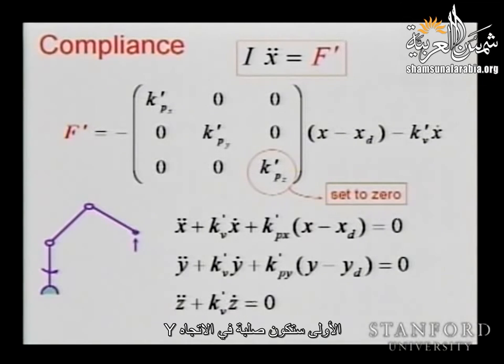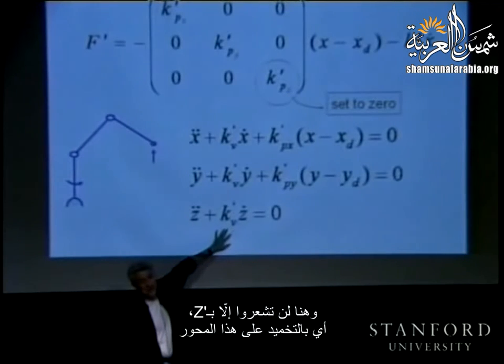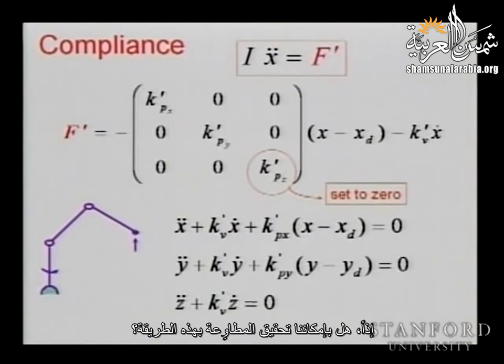So the first one will be stiff, in the y direction stiff, and here you will just feel the z dot, the damping. Okay? So can we create compliance this way? Just compliance, now it is free.